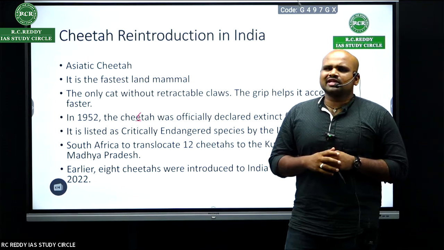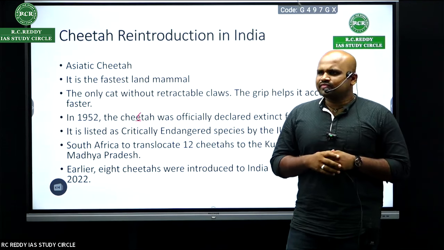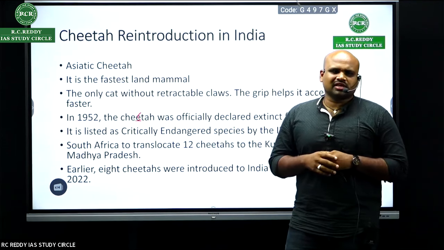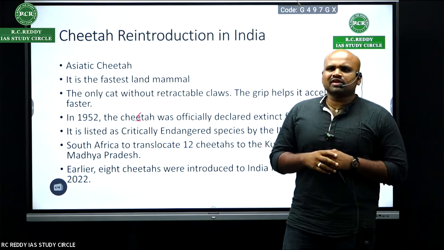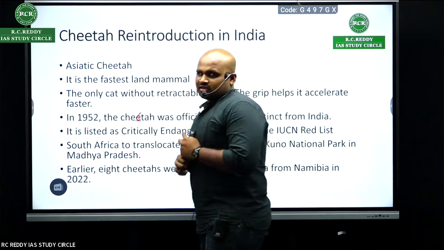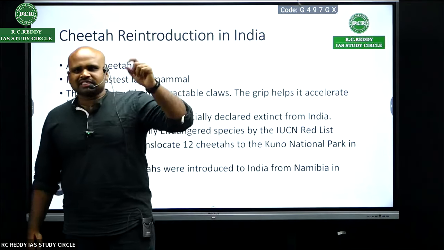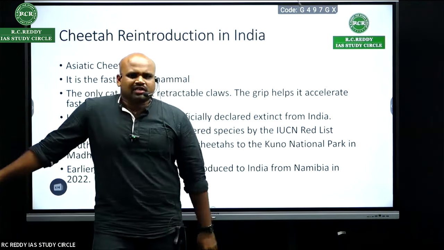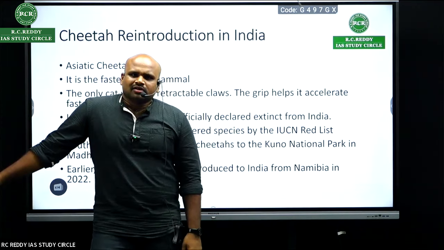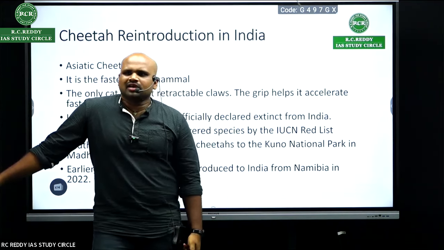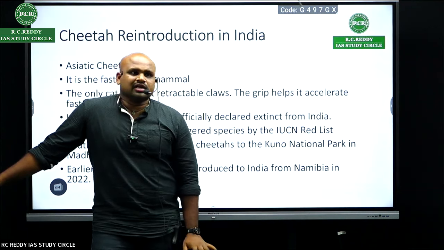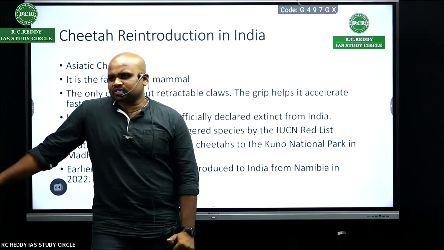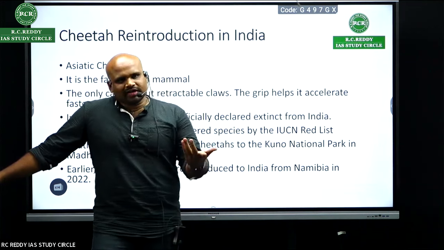How many types of crocodiles are there in India? Three types of crocodiles. One is gharial, the other one is maggar crocodile, the other one is saltwater crocodile. What is the fundamental difference between all three? The first two are freshwater crocodiles and the last one is saltwater crocodile. That means maggar crocodile is a freshwater crocodile, gharial is a freshwater crocodile. What is the status of gharial? Critically endangered. Remember this. Right? So we had gharial relocation.